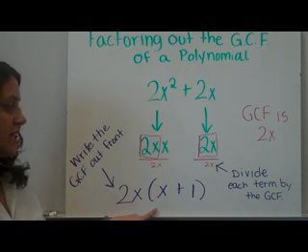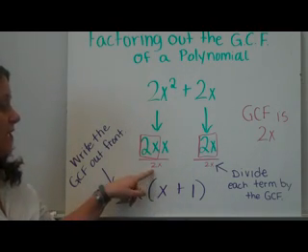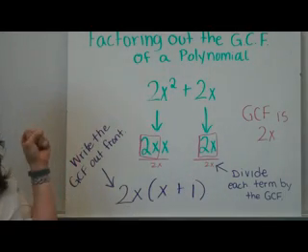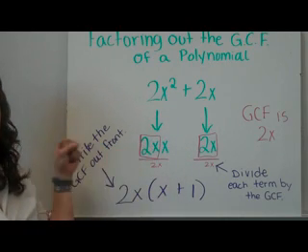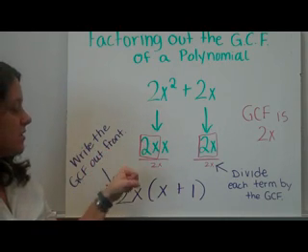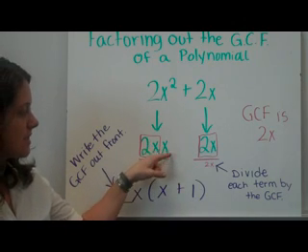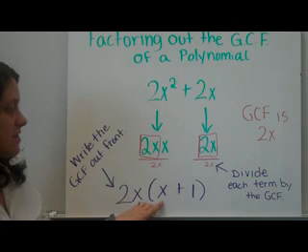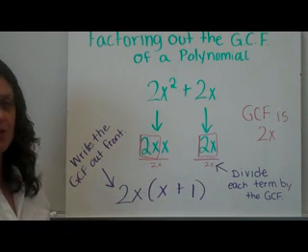Now, in order to know what should go inside here, I'm going to divide both terms by the greatest common factor, because I'm actually taking the greatest common factor out of it. It's like I'm undistributing in a way. So 2x squared divided by 2x, all that's left is x. And 2x divided by 2x, all that's left is 1.